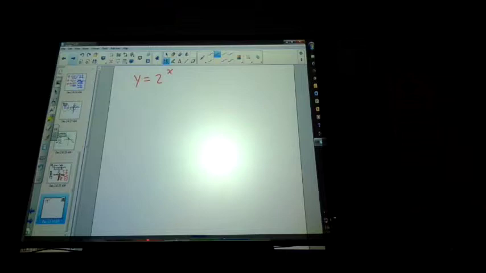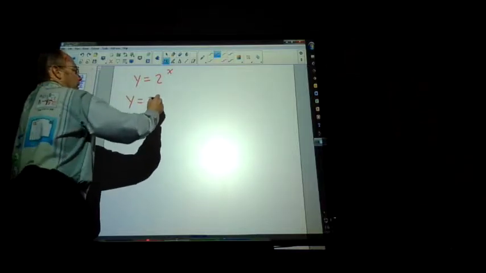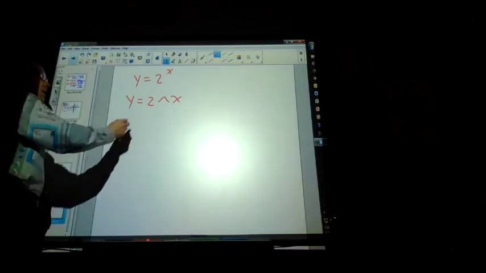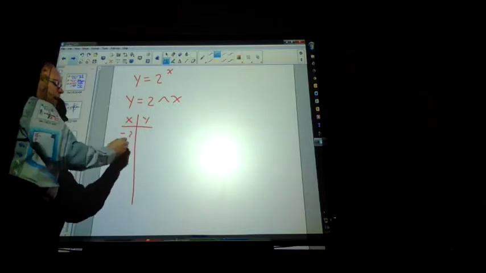All right, shh. We want to graph this on a graphing calculator. So, in your graphing calculator, you would plug it in as y equals 2 to the caret x. This is called an exponential function. I would say you could easily just make a t-table, figure it out.